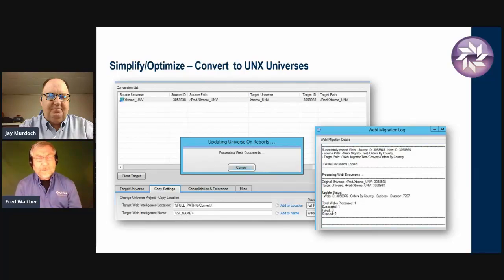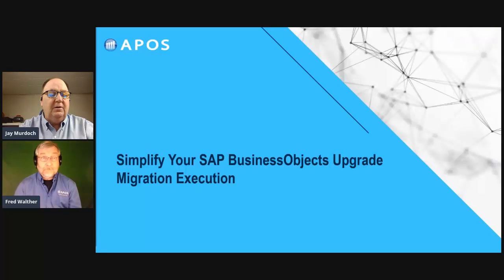And finally, one of the things that's very important is looking at moving away from UNVs. If we're still there, we want to move to UNXs. We may have a lot of reports in our system that are pointing to those old UNVs, and I want to be able to repoint them in bulk to my new UNXs. And that's where the Webby Migrator tool from APOS Systems comes in, that helps you do that in bulk very quickly and effortlessly.